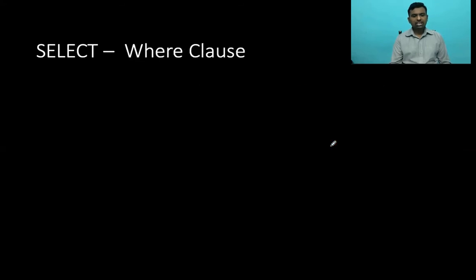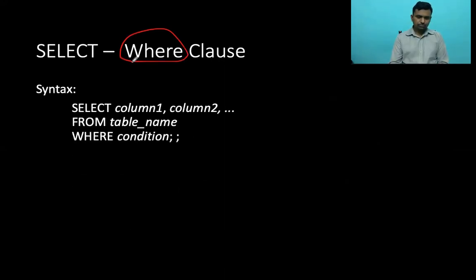Now next we are going to see the where clause. This where clause we have already seen, but we are going to see something in detail, right? What is the use of this where clause and how are we going to use it? So here I'll say select column 1, column 2 from table name where condition. Don't think that there are two semicolons for this, only one semicolon always, whether it is select or anything, don't confuse, right?